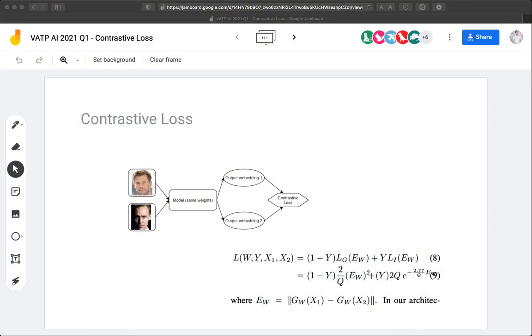So the Jamboard, now let me share back to the Jamboard. I also don't want to waste our time. As I said before, we'll try to be as precise as I can. So the idea will be that we will look at deep metric learning, and the simplest one of those is the contrastive loss.